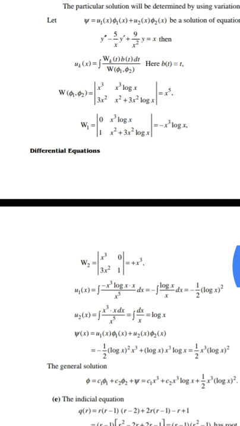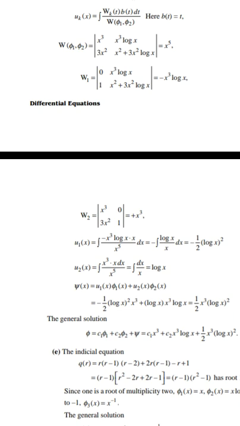u1 of x equal to integral of minus x cube log x into x divided by x raised to 5, is equal to minus integral of log x divided by x dx. Put log x equal to t. Therefore 1 by x dx is equal to dt. Therefore integral of t dt is equal to t square divided by 2. Therefore minus 1 by 2 log x square.